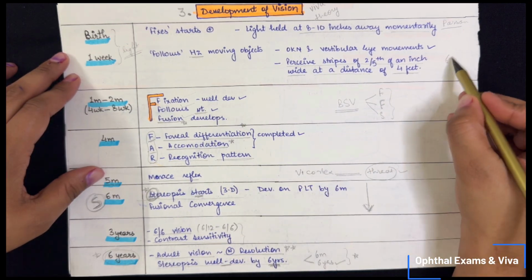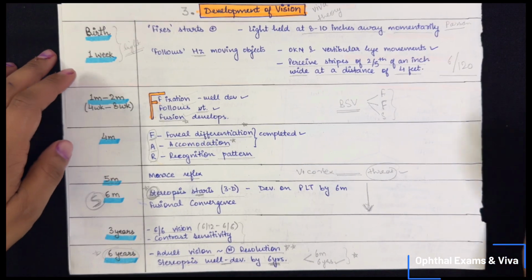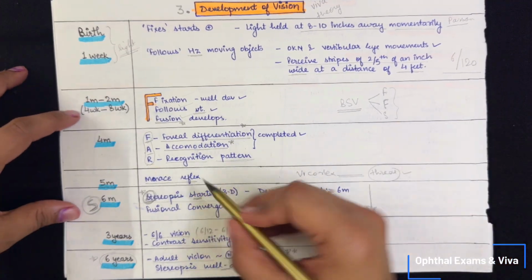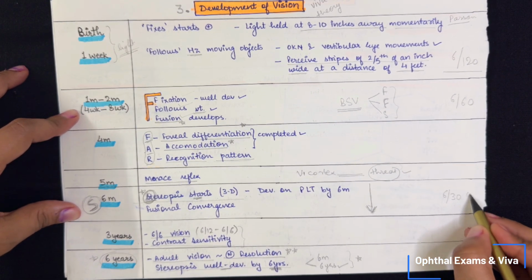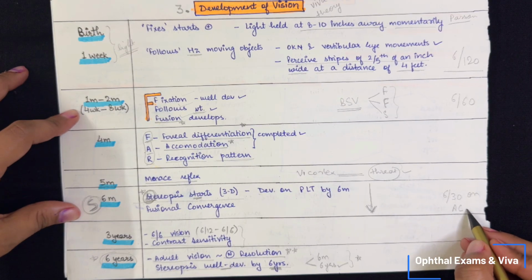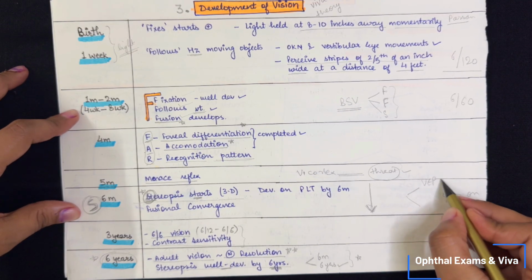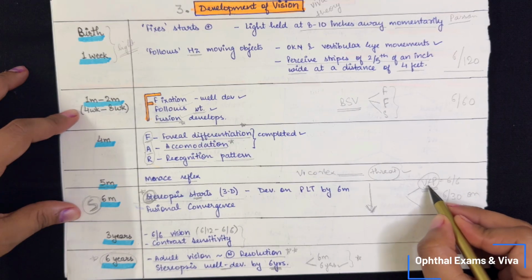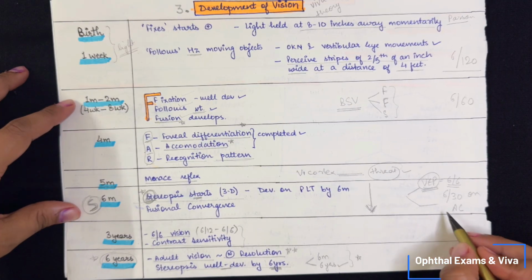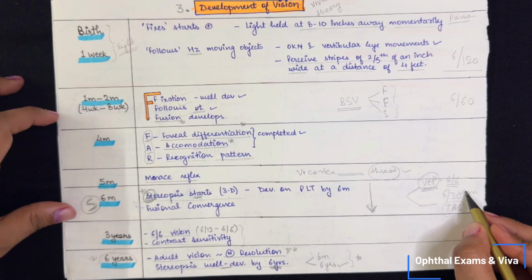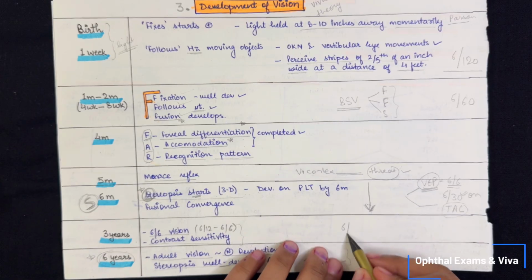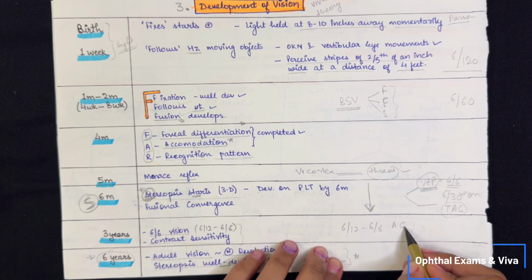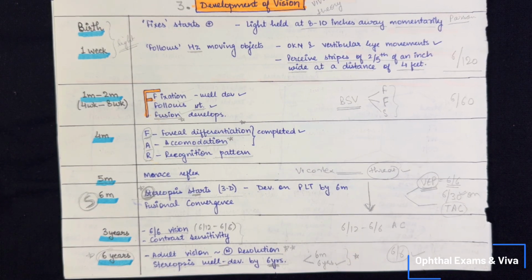So grossly, if you can remember that at birth the vision is 6/120, at 1 month 6/120, by 2 months it goes to 6/60, by 6 months it comes to 6/30 on acuity cards. On VEP, the visual evoked potential test, the vision is 6/6. But if you check on Teller acuity cards, it is 6/30 only. By 3 years, the vision is 6/12 to 6/6 on acuity cards. By 6 years, it is 6/6, just like the adult vision, without any refractive error.